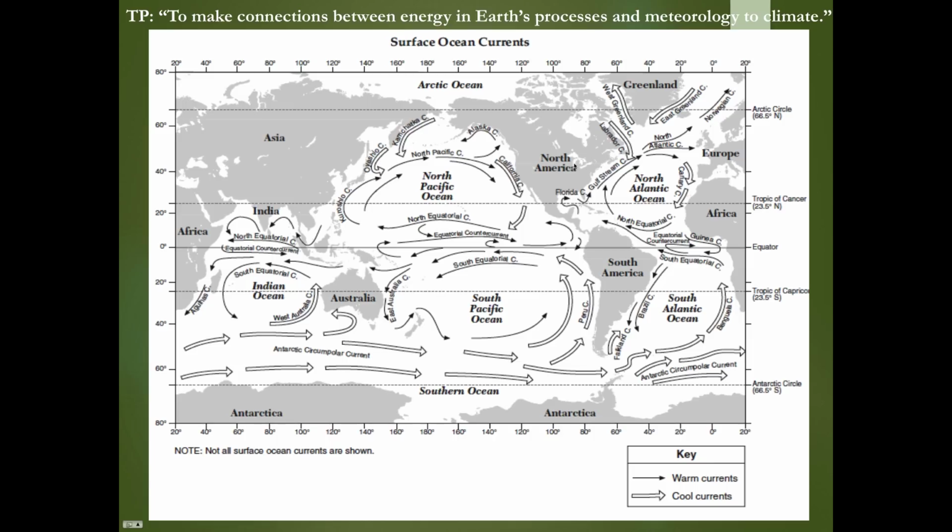Let's bring this back to the U.S. On the West Coast, we have the California Current, which goes southward, and that's a cool current. On the East Coast, we have the Florida Current that goes through the Gulf of Mexico, and then that turns into the Gulf Stream Current, which transports warm water across and into Europe and Britain.